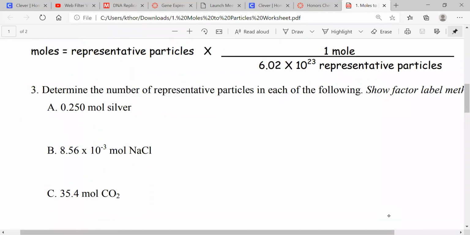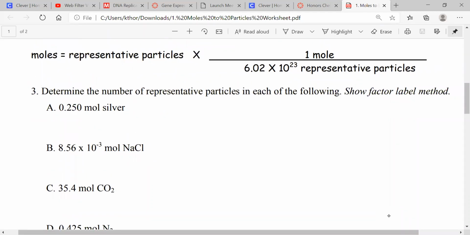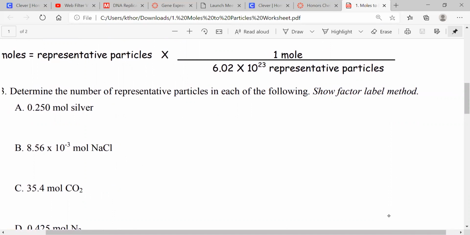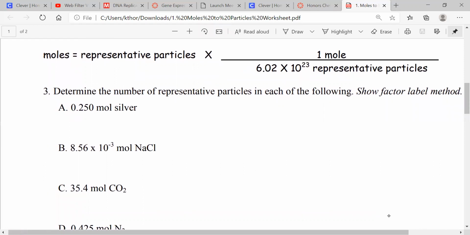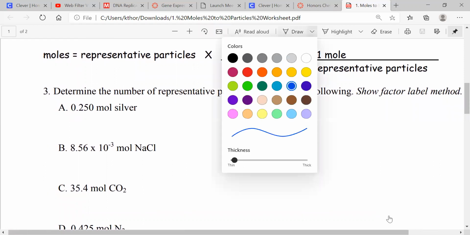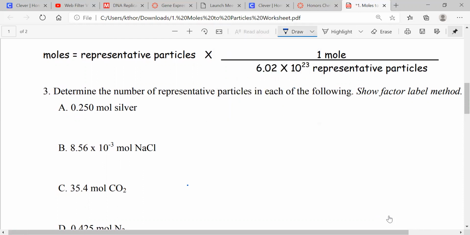Let's check out number 3. Determine the number of representative particles in each of the following. Shell factor labeled method. So let's just do this one. I'll work this one out with you guys. It says 0.25 moles of silver. So let's see if any of you can tell me: is silver an atom, an ion, a molecule, or a formula unit? An atom. So your representative particle in 3A is going to be atoms.